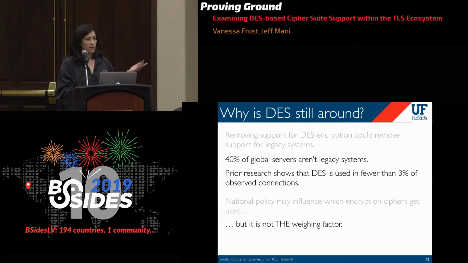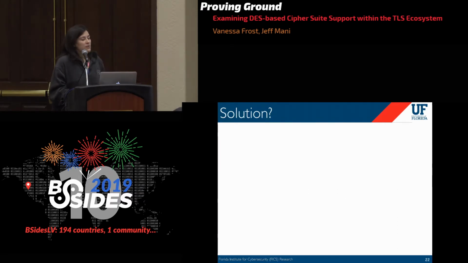And as we saw on the raw numbers, national policy might influence what a country does within its borders, but its neighbors are not beholden to its encryption policies. So that's not the weighing factor either. Okay. We see DES, it's everywhere. We have a couple of ideas why it could be there, but they're not very compelling reasons. So how do we get rid of it?